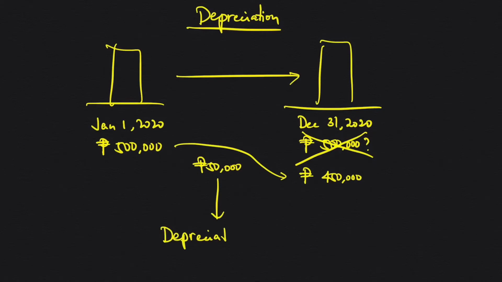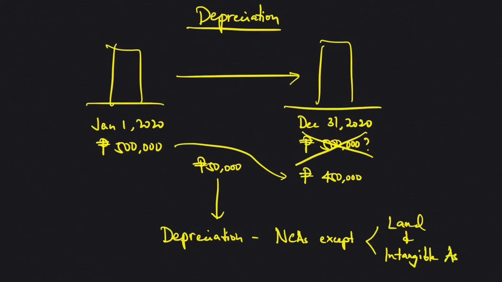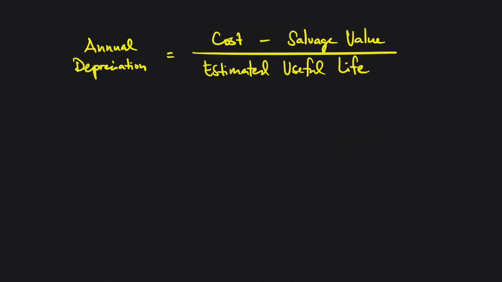And depreciation is applicable to non-current assets except for land and intangible assets. Land because it appreciates over time, and intangible assets because they are amortized and not depreciated. Now, how do we compute the depreciation? There are many ways, but the most common is by using the straight line method, and it goes like this.